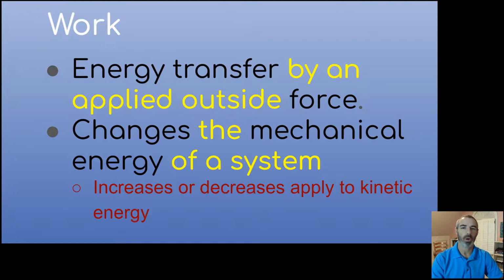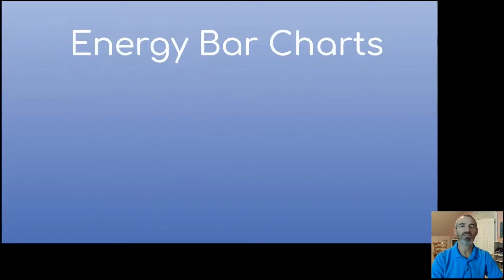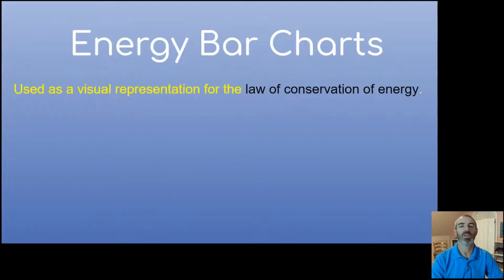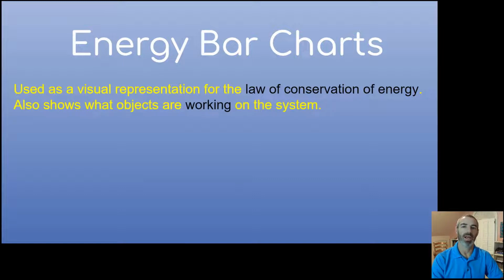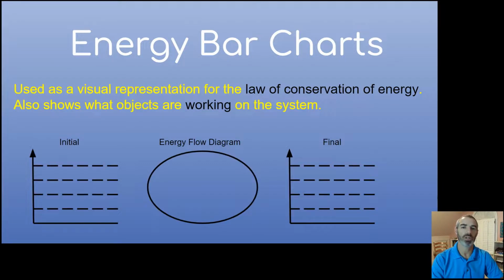So what is this energy bar chart we've talked about? Well, it's used as a visual representation to represent the law of conservation of energy. It also shows objects that are working on the system by an energy transfer from outside the system in or inside the system out. And this is what a blank bar chart looks like. You have an initial situation. You have an energy flow diagram where you draw interactions much like a system schema in a free body diagram. And you have a final situation where you're going to represent the energies. And we'll talk about those types of energy.